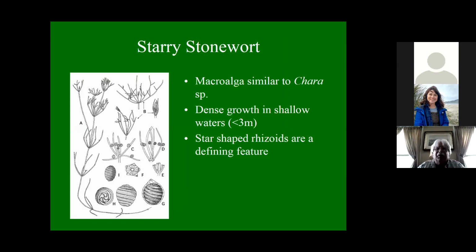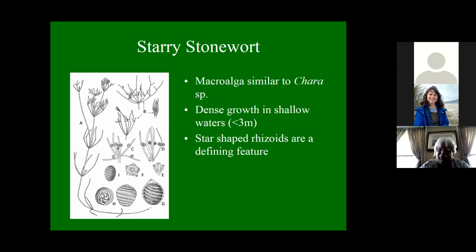This particular one, though, tends to grow along the water's edge in very shallow waters, generally less than 3 meters deep. And the way you can tell it from our native macroalga, or Chara, is it produces what are called rhizoids. They're these star-shaped structures that are present along the stems and help to secure this particular plant to the lake bottom. These rhizoids are perhaps the size of a BB, down to a large grain of sand. And that's one of the ways you can tell: if it has these star-shaped structures attached to the plant, that is an indication that this is an invasive species and not our native Chara.